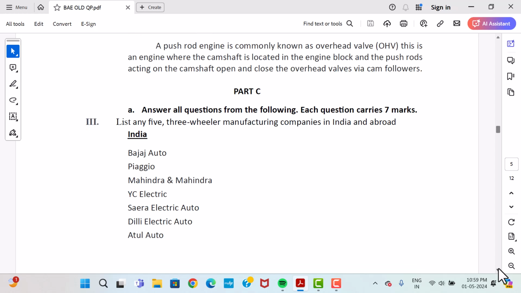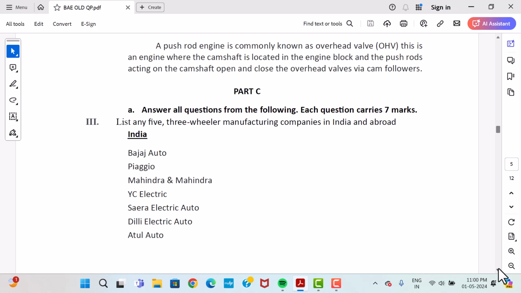Answer all questions from the following. Each question carries 7 marks. List any 5 three-wheeler manufacturing companies in India and abroad. Generally, such questions are asked in this course. So students must know about the automobile companies outside India, including two-wheeler, three-wheeler, and four-wheeler companies.